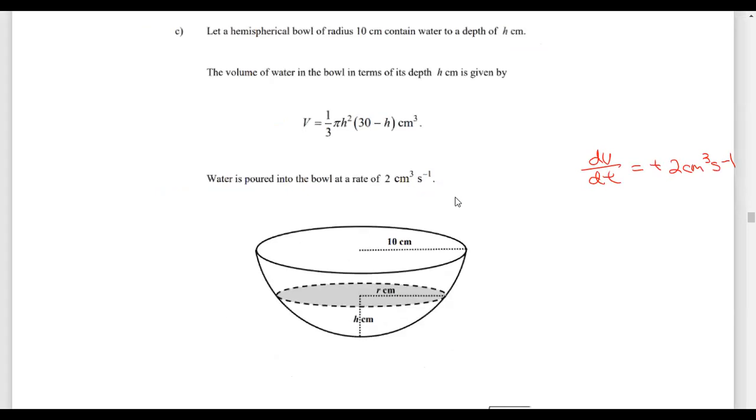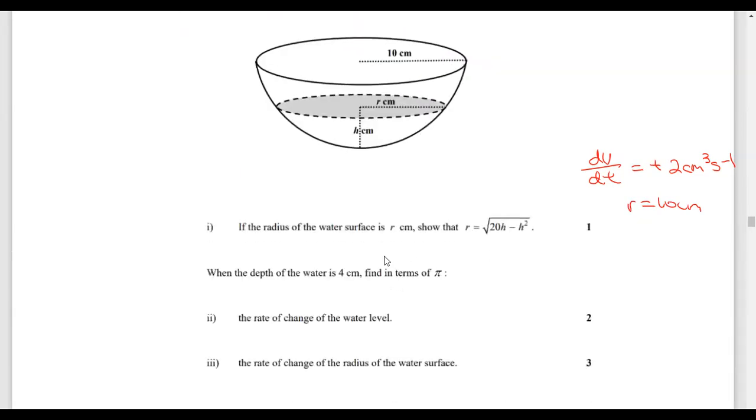It's a good idea to take a look at the question and get the information you can out of it when you're reading it for the first time. Now we know the radius is 10, and the water has a depth of h. Now, if the radius of the water surface is r centimeters, then show that r is that. Later on, you want to find the rate of change of the water level and the rate of change of the radius of the water surface.